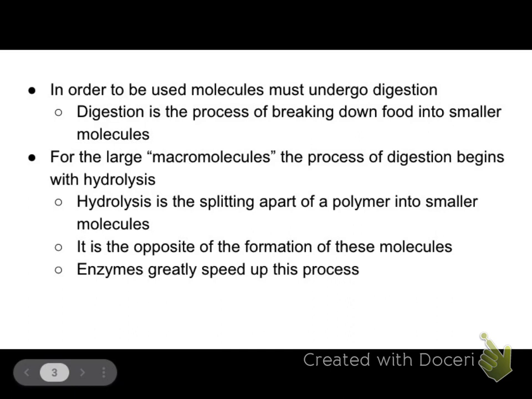Enzymes are involved in this process, and they greatly speed up hydrolysis. So as we talk about each of the macromolecules, you're going to see they each have their own special enzyme that helps this process kick off.